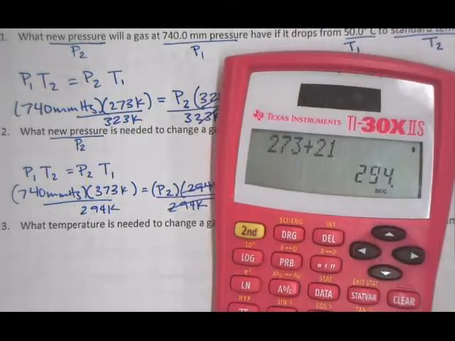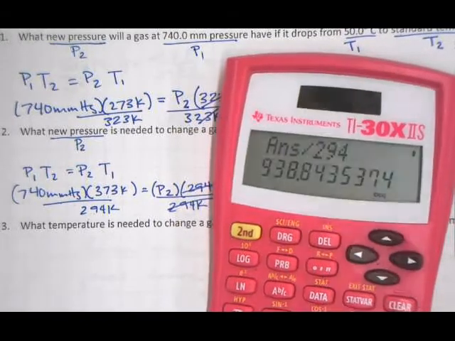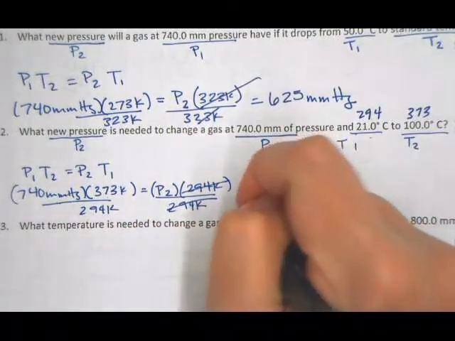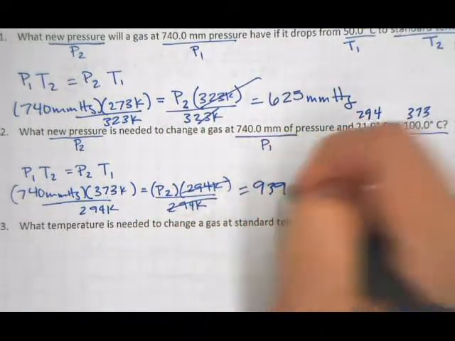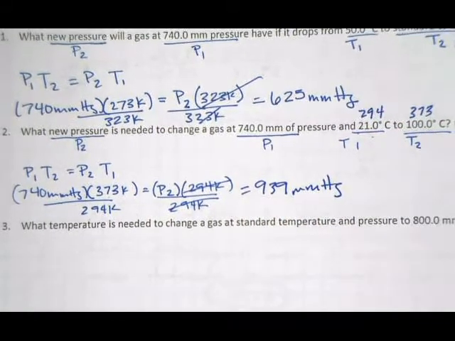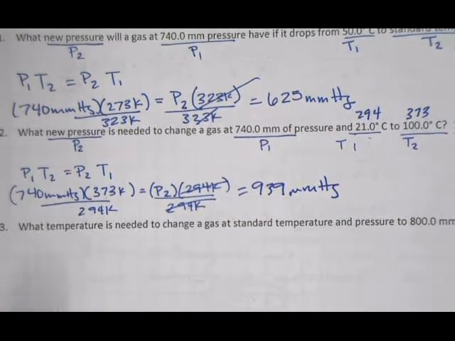So in my calculator, I have 740 times 373 divided by 294, which is 938.8. I'm going to round that to 939 millimeters of mercury because I was looking for pressure. Okay? Again, go ahead and pause the video and attempt number 3 on your own, and then when you're ready, unpause it and see if you did it correctly.